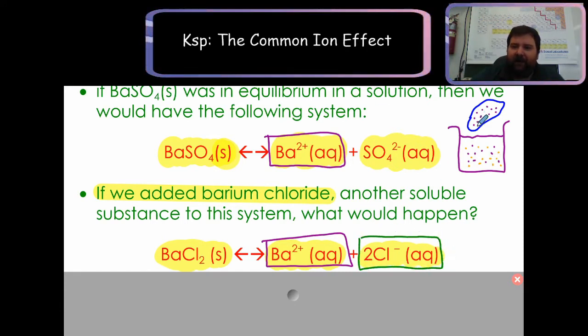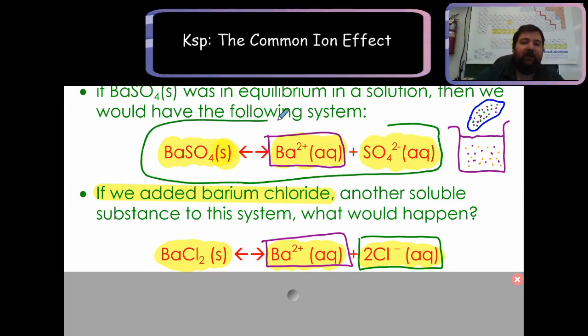Now, we're also adding chloride ions, right? Do the chloride ions matter when I add them into this beaker, these little green dots? No, not really, because they're not in common. Adding in chloride is not going to affect my original system, is it? It's not going to impact it at all. By adding barium, though, now we have too much barium.